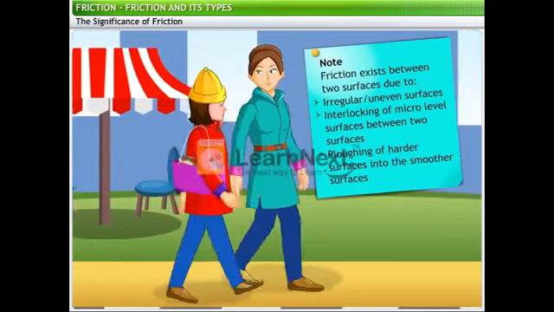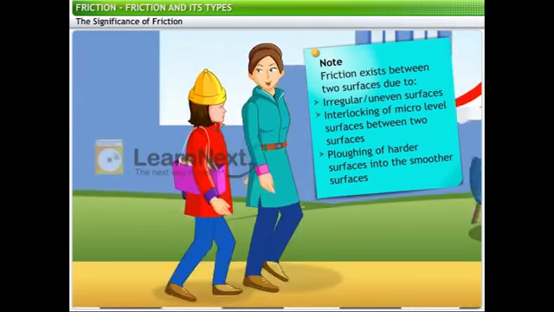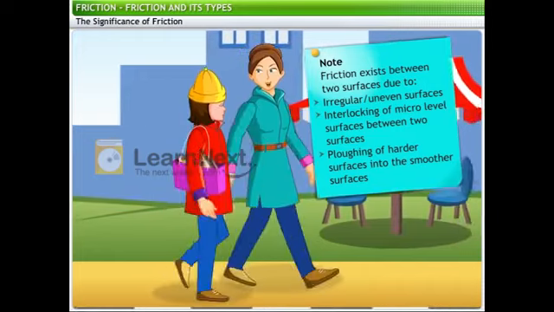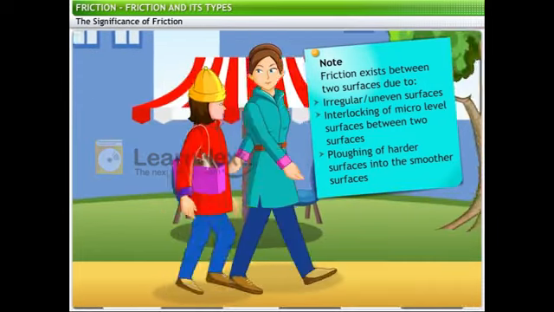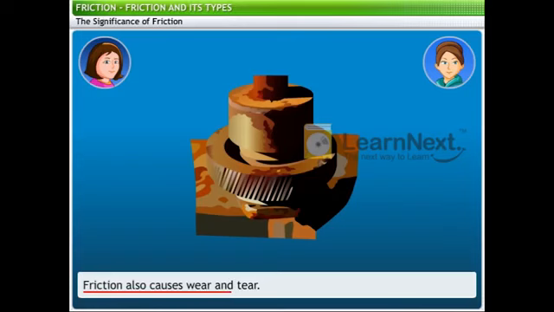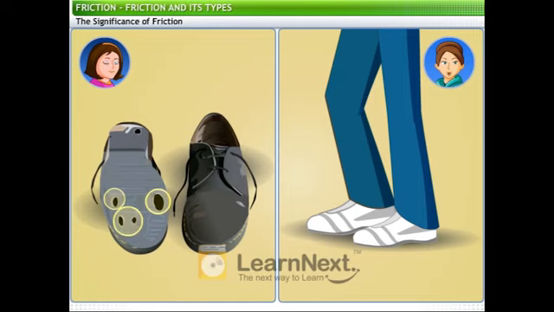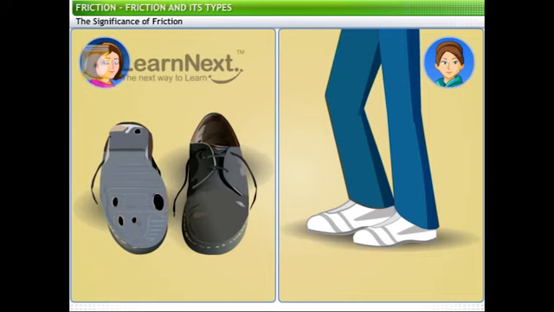Friction exists between two surfaces due to irregular or uneven surfaces, interlocking of micro-level surfaces between two surfaces, and ploughing of harder surfaces into the smoother surfaces. Friction also causes wear and tear of parts in machinery or even in the sole of your shoes. Remember how you discovered a hole in your shoe and had to buy a new pair? Yes, I do. So the hole in the sole of my shoe was a result of friction? Yes, a result of friction between the sole and the roads that it came in contact with.